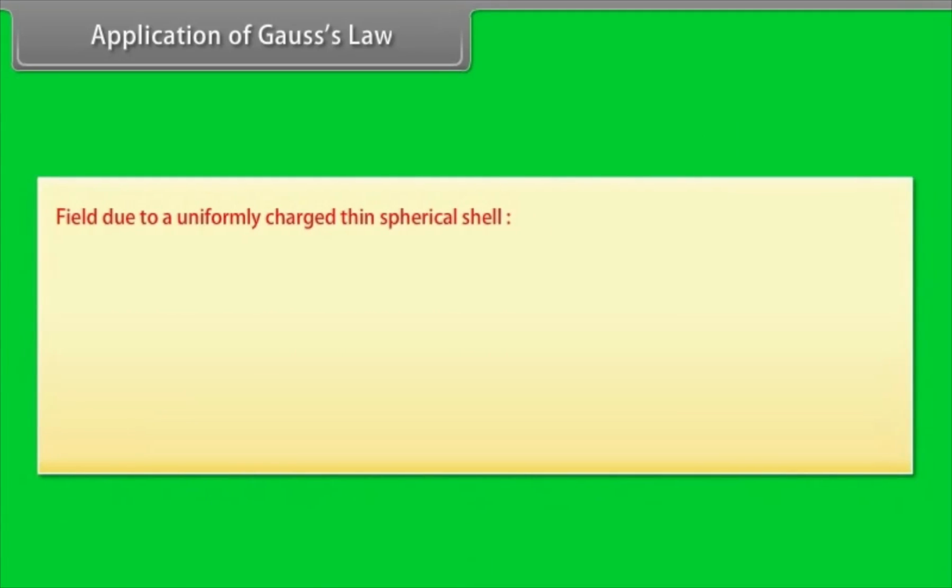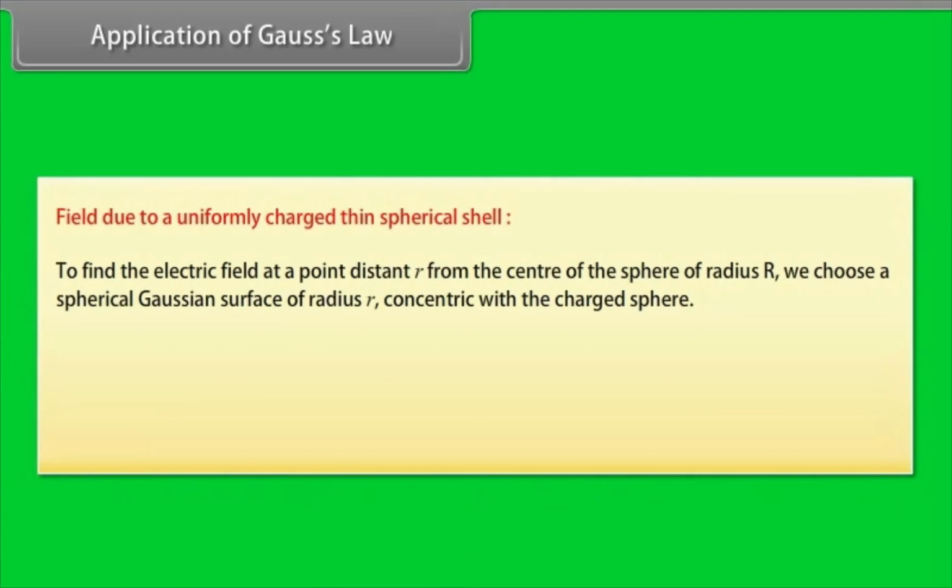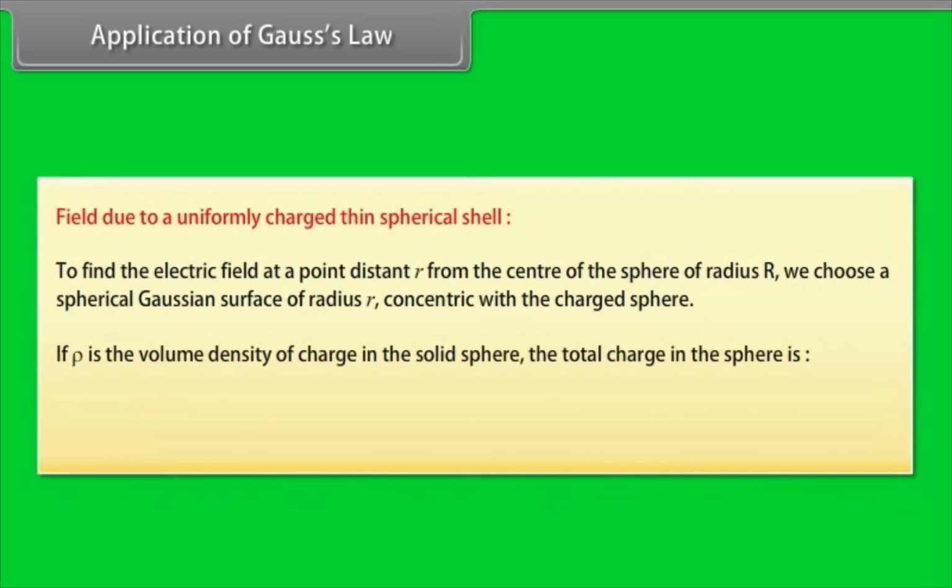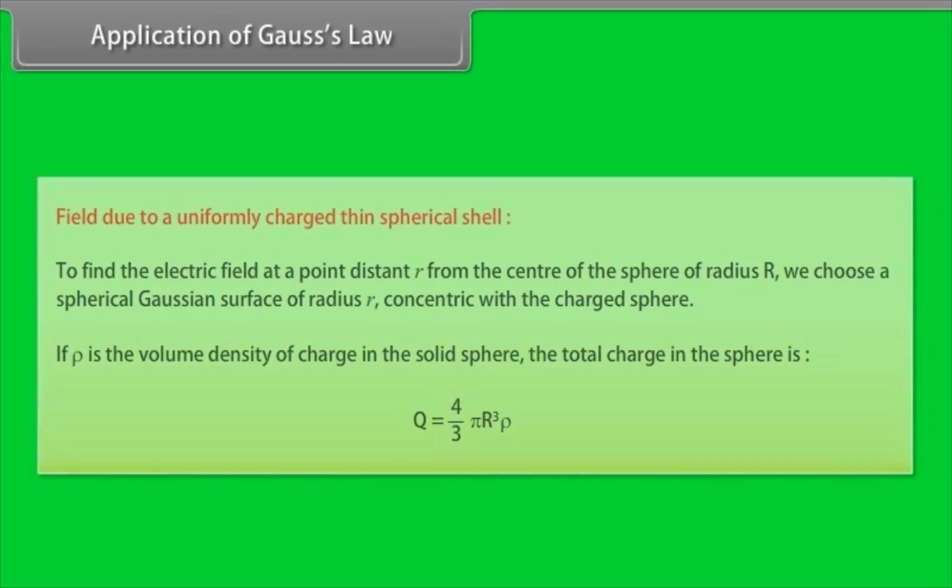Field due to a uniformly charged thin spherical shell. To find the electric field at a point distant r from the center of the sphere of radius R, we choose a spherical Gaussian surface of radius r concentric with the charged sphere. If rho is the volume density of charge in the solid sphere, the total charge in the sphere is given by Q is equal to 4 upon 3 pi R cube rho.